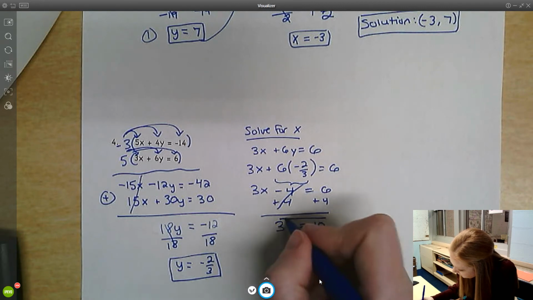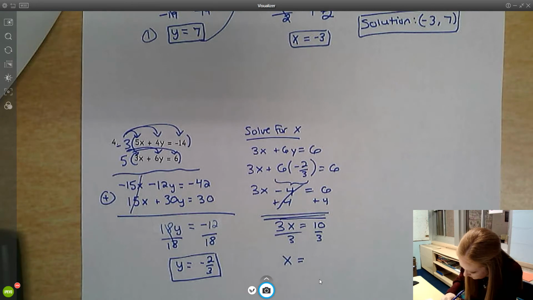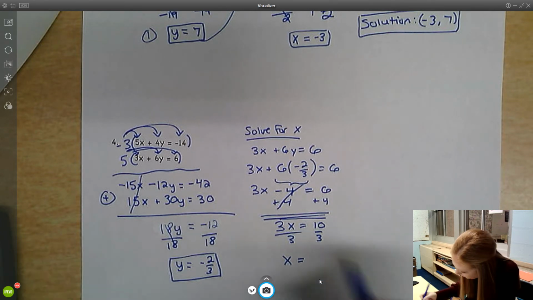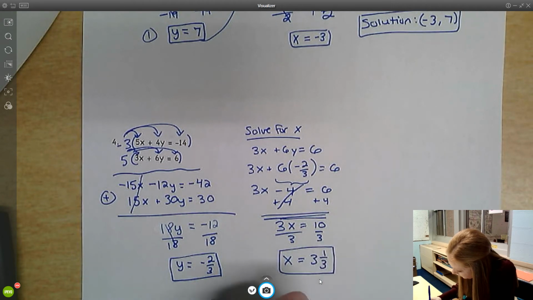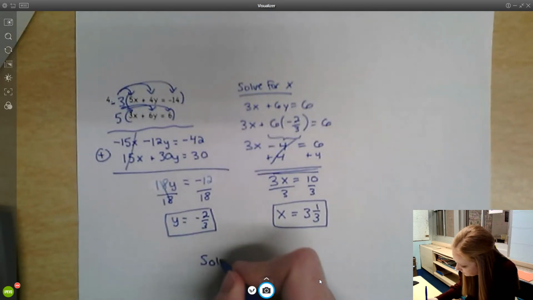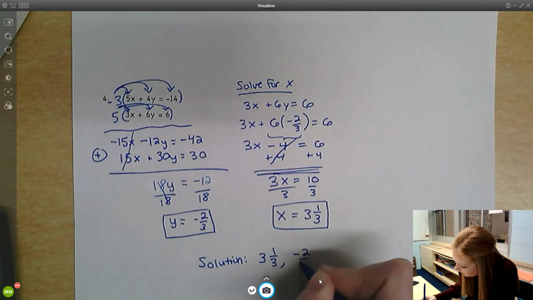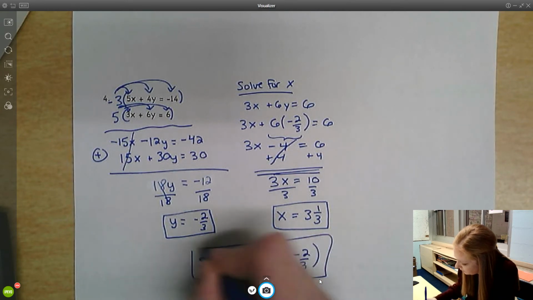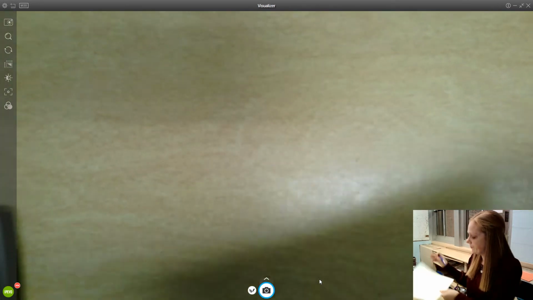Divide by 3 on both sides. And you're going to get 3 1/3. Our solution is x comma y, so 3 1/3, comma negative 2/3. All right, we got 2 more and then a word problem.